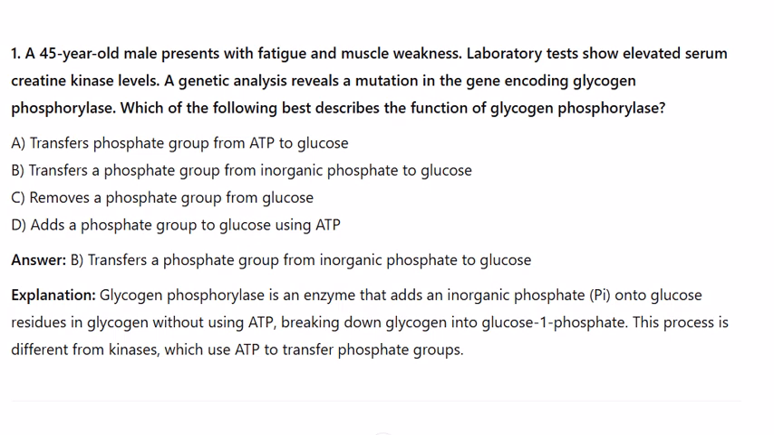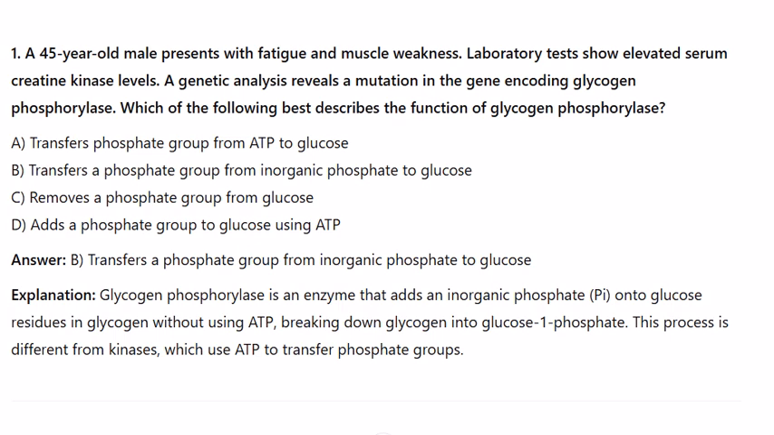Which of the following best describes the function of glycogen phosphorylase? A. Transfers phosphate group from ATP to glucose. B. Transfers a phosphate group from inorganic phosphate to glucose. C. Removes a phosphate group from glucose. D. Adds a phosphate group to glucose using ATP. Answer B. Transfers a phosphate group from inorganic phosphate to glucose.